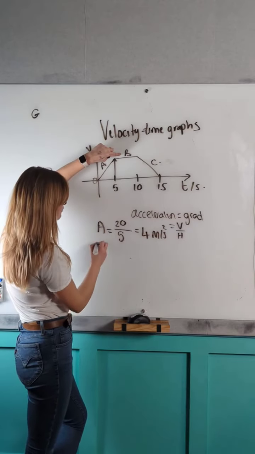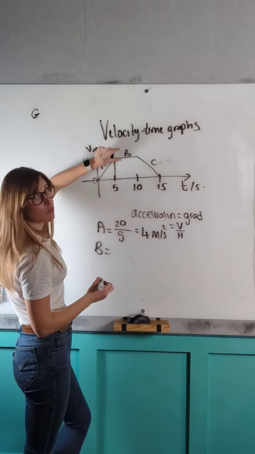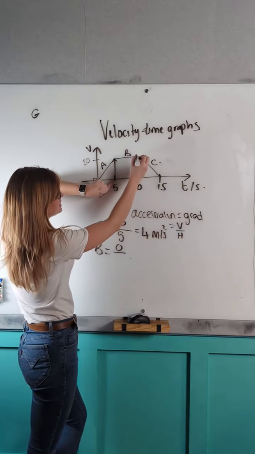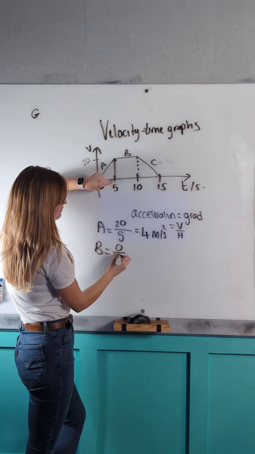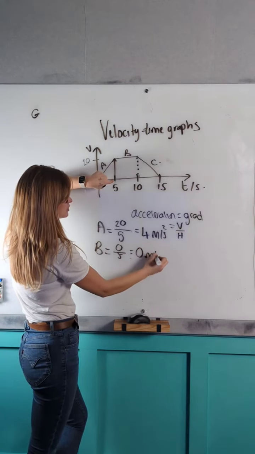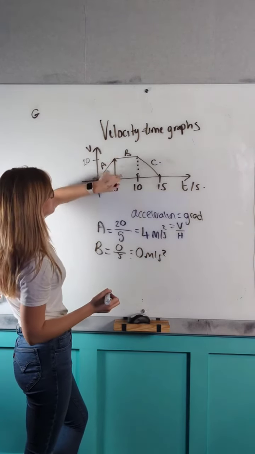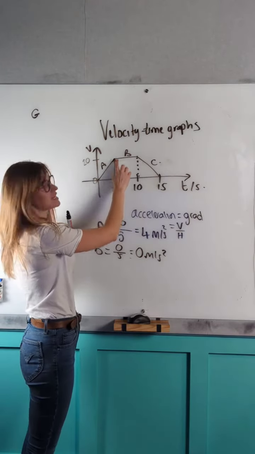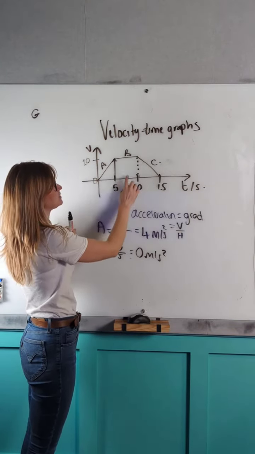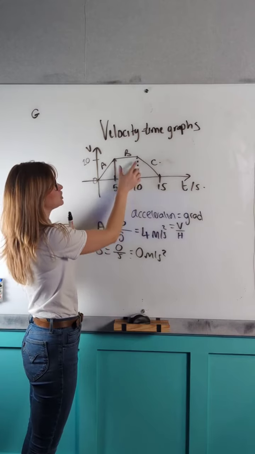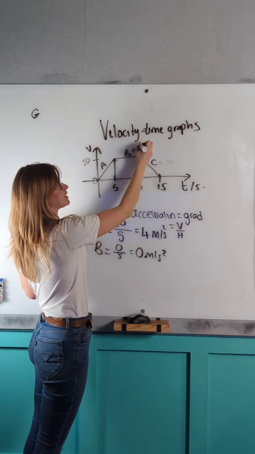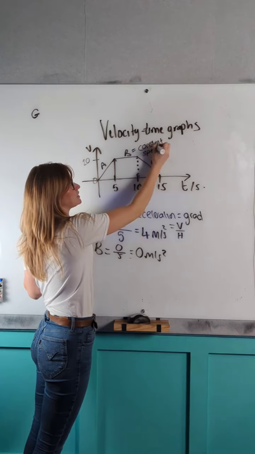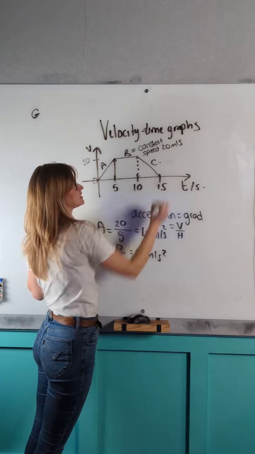For section B, if I want to find the gradient of that line, there is 0 height. So I'm doing 0 divided by 5, from 5 to 10, which just gives me 0 meters per second squared. It's not accelerating because it's traveling at a constant speed. At 5 seconds its speed is 20, at 6 seconds its speed is 20, 7 seconds its speed is 20, 8 seconds its speed is 20. So in section B, it's traveling at a constant speed of 20 meters per second.